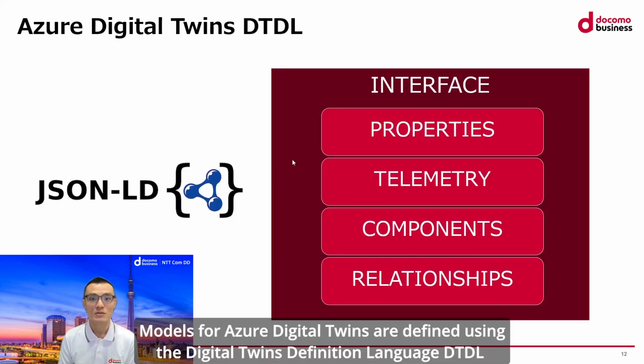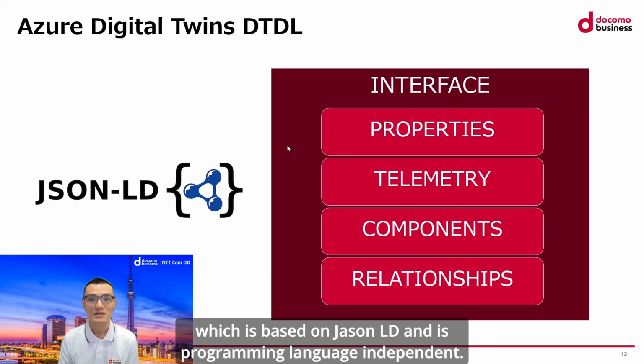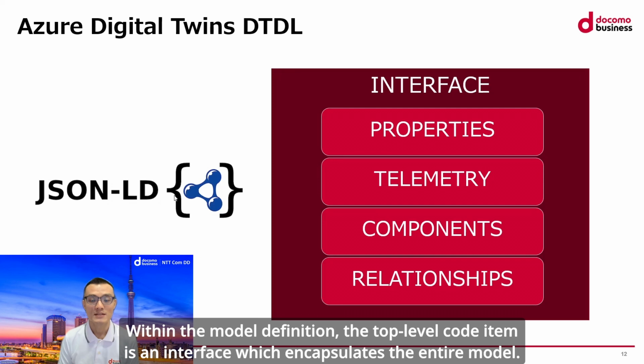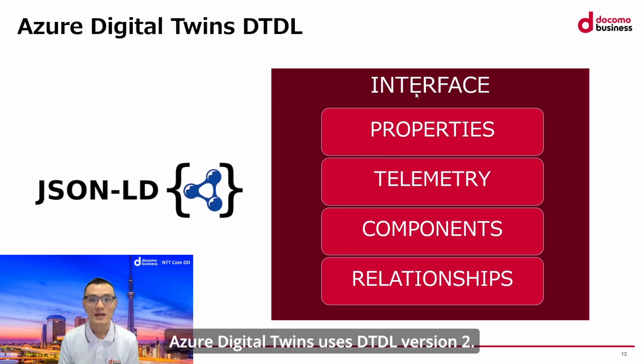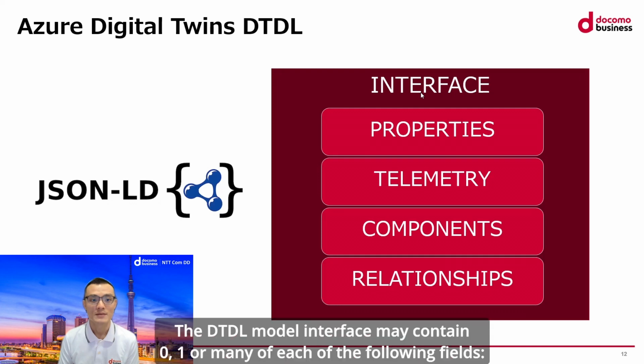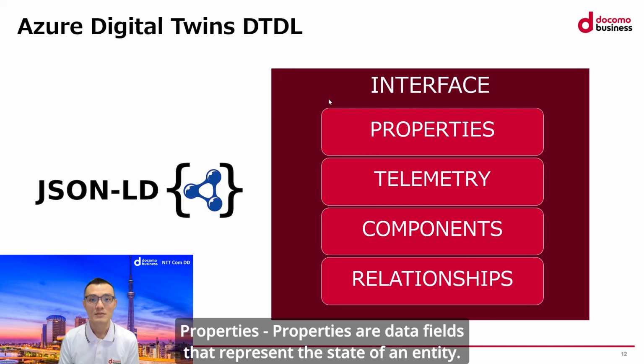Models for Azure Digital Twins are defined using the Digital Twins Definition Language, DTDL, which is based on JSON-LD and is programming language independent. Within the model definition, the top-level code item is an interface which encapsulates the entire model. Azure Digital Twins uses DTDL version 2. The DTDL model interface may contain 0, 1, or many of each of the following fields.